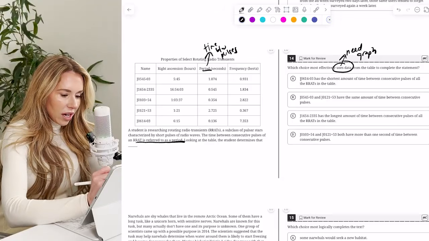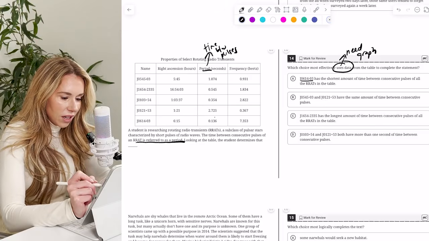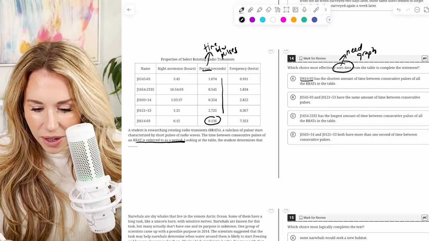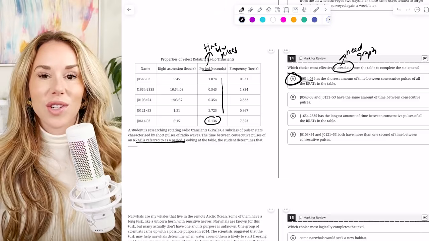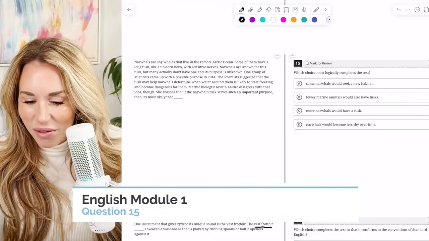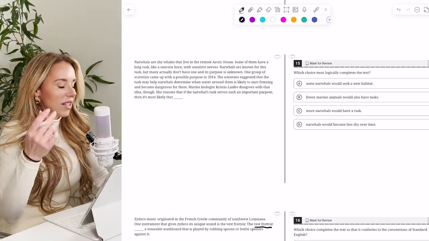Looking at the table, the student determines that, okay, the first one, J061403, has the shortest amount of time between consecutive pulses. Okay, is this the shortest one out of all the periods? Yes, it is. Answer is A. All right, this is the last one for the first English module. We have logically completes the text. So let's go ahead and read this.